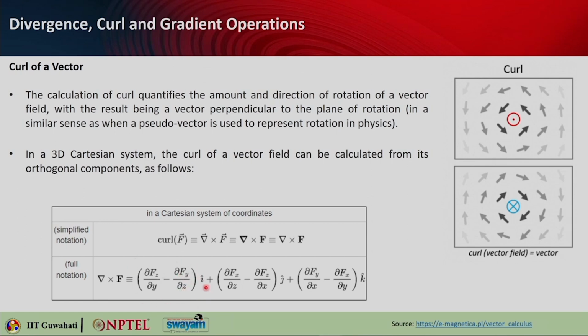This will be the component along i cap, then ∂fx/∂z minus ∂fz/∂x will be the component along y direction, or you can say it is j cap, and ∂fy/∂x minus ∂fx/∂y, that will be the quantity along z direction, or k cap unit vector. So this is how you can compute divergence, curl and gradient of any field.